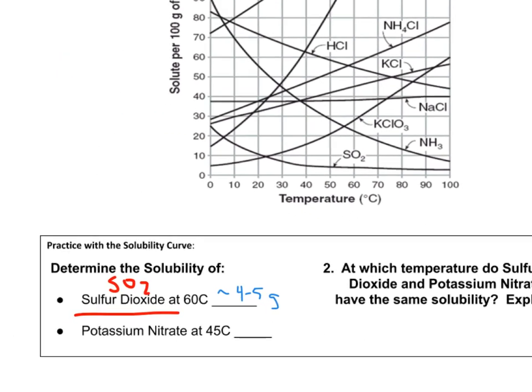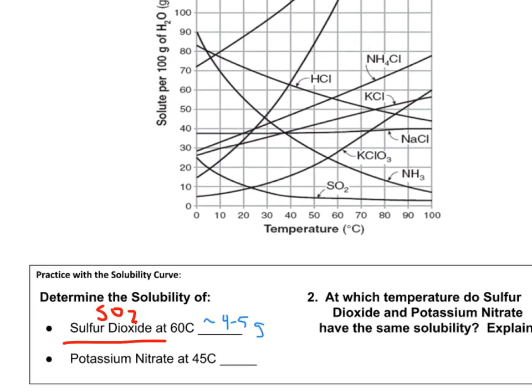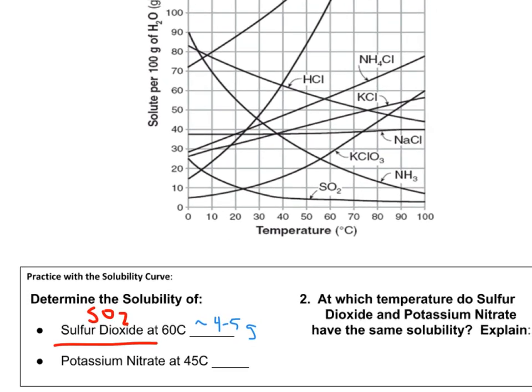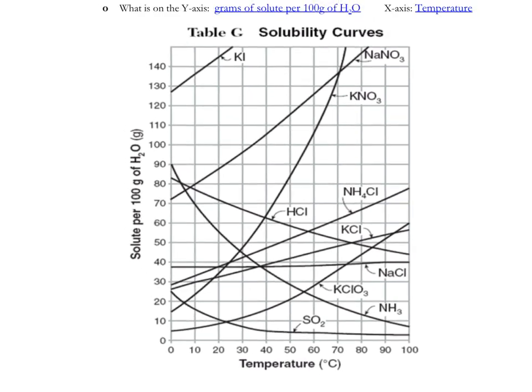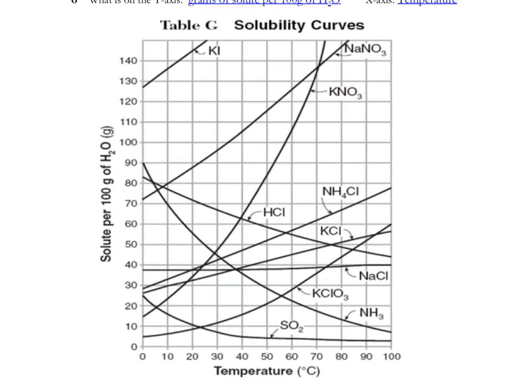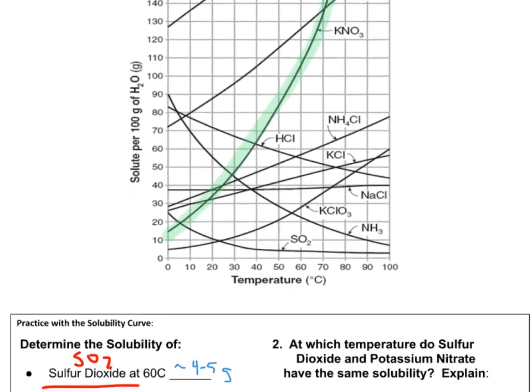So now I want to take a look at a different compound. I want to look at potassium nitrate at 45 degrees Celsius. So you got to think about what is the formula for potassium nitrate. Well, I know it has to be somewhere in this graph. And I know potassium is a K, nitrate is NO3. So I find KNO3, this is potassium nitrate. So what I'm going to do is I'm going to go ahead and highlight that line just so that there's less confusion. KNO3, there we go.